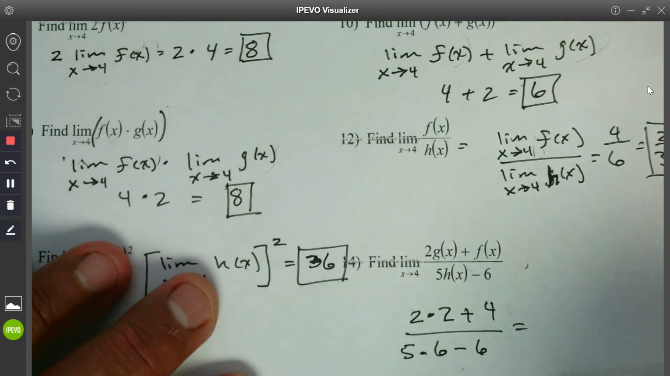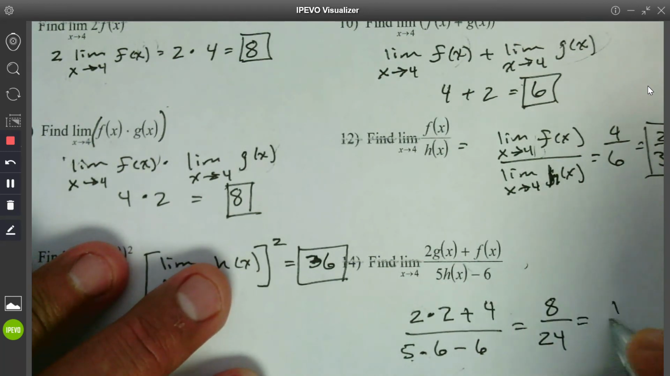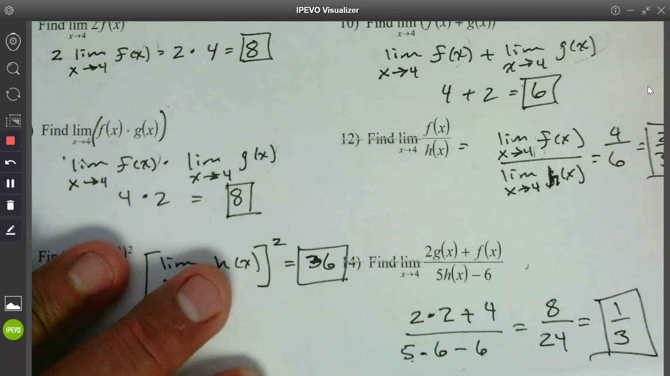Simplify that. What do we get on top? 2 times 2 plus 4 is 8. What do we get on the bottom? 30 minus 6 is 24. Simplify down to 1/3. And there you go.